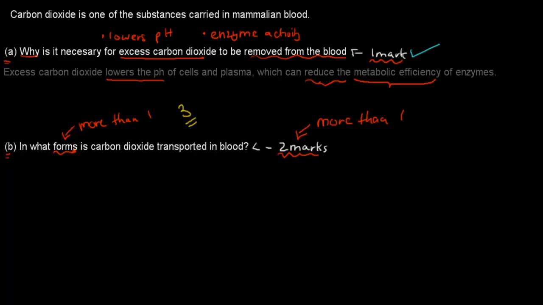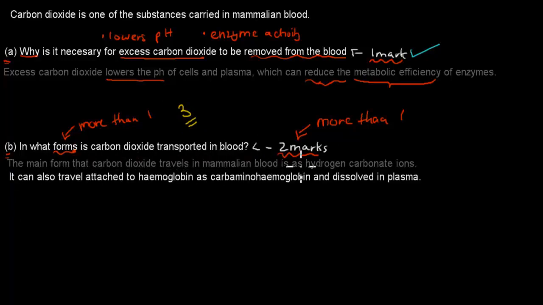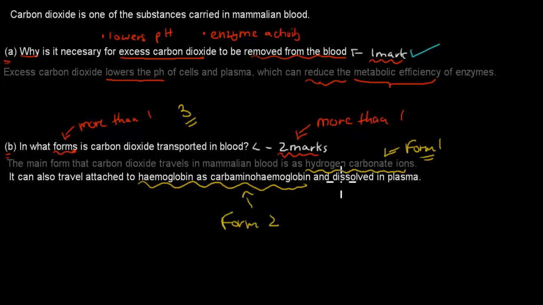So in this case, I've named all 3. I've said the main form that carbon dioxide travels in the mammalian blood is as hydrogen carbonate ions. So that's form 1. And I even mentioned that's the main form, so the majority of it can be found as these hydrogen carbonate ions. And then I also wrote, it can also travel attached to hemoglobin as carbaminohemoglobin. That's form number 2. And it can be dissolved in plasma, and that was form number 3. Now you should actually get 2 marks just for naming 2 of them. Or any of these two. It doesn't have to be hydrogen carbonate ions and carbaminohemoglobin. You can also just name dissolved in plasma and hydrogen carbonate ions. You have to have 2 at least. But ideally just name all 3 of them. That will get you 2 marks. So that's 3 out of 3 for this exam question.